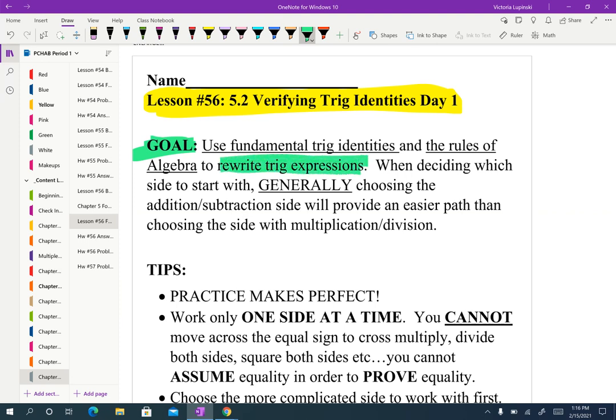When you're trying to figure out what side to start with, generally speaking, if you choose the addition and subtraction side, it is usually an easier path than choosing the side with multiplication and division. I say generally because not always. The more you do of these, the more adept you'll get at deciding which side you should pick. But generally speaking, using addition and subtraction, that side will give you a little bit of a better idea of how to get started, where sometimes it's a little bit harder to start with the multiplication and division.